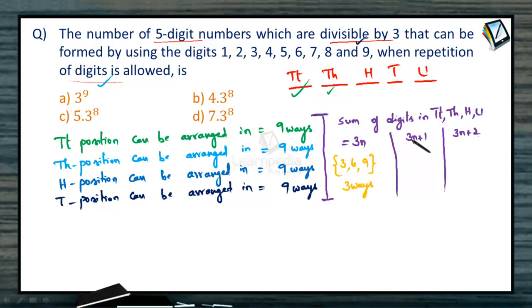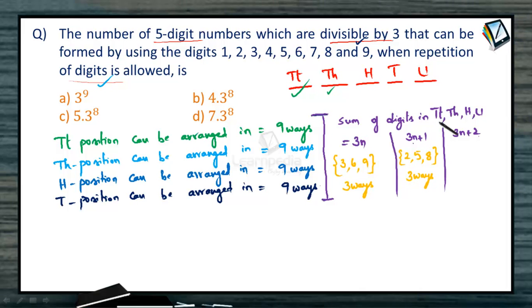Now similarly, when the sum of the numbers is 3n plus 1, that means after adding the numbers in the 4 positions, it is leaving us a remainder 1. Then in order to make the final number divisible by 3, the units place must be arranged with a number which compensates the remainder. That means this is possible only if we use either 2 or 5 or 8 in the units place. This can also be done in 3 ways.